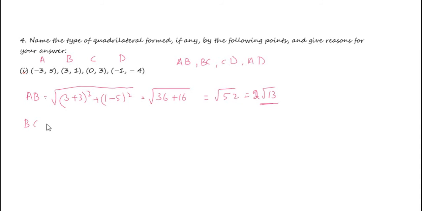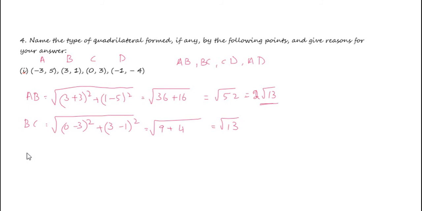BC equal to x2 is 0, x1 is 3, square root of 0 minus 3 whole square plus y2 minus y1 whole square, that is 3 minus 1 whole square, that is 3 square here, that is 9, plus 3 minus 1, 2 whole square, that is 4. This becomes square root of 13.